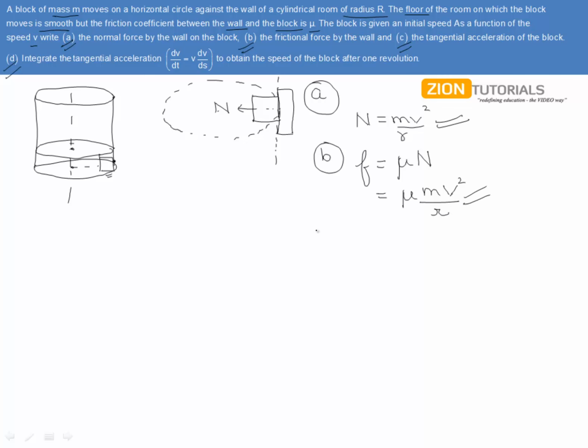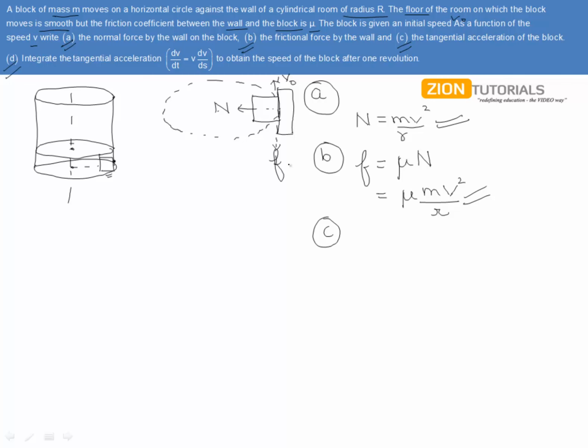Now proceeding with the third part of this question, we need to find the tangential acceleration of the block. This block has been given an initial speed, let it be v naught actually. If this is the initial velocity v naught, then it will have a certain relative motion with the wall. So the frictional force will come into existence, which will be in the opposite direction, that will be F. If this v naught were downward, then F would have been upwards.